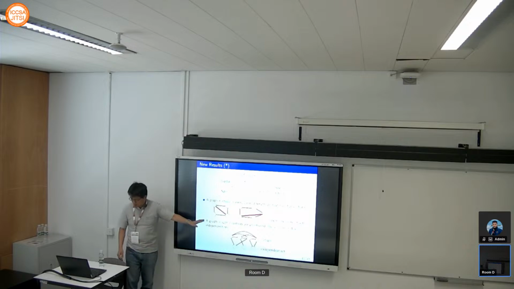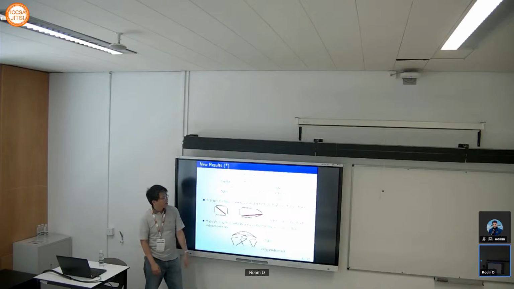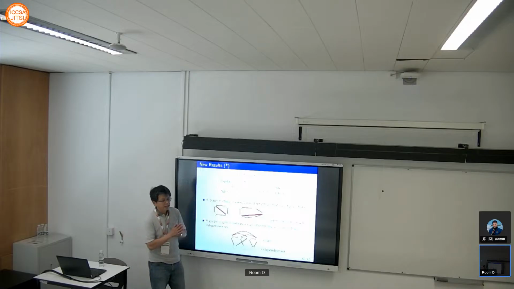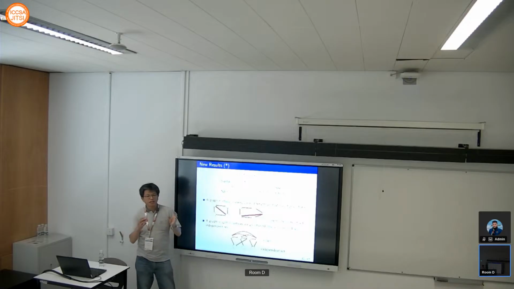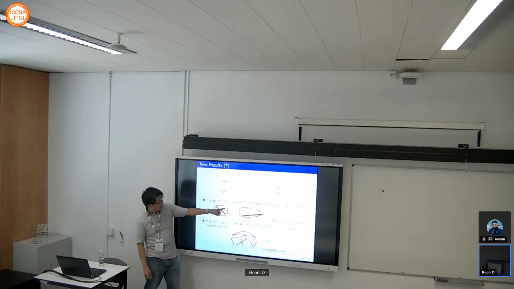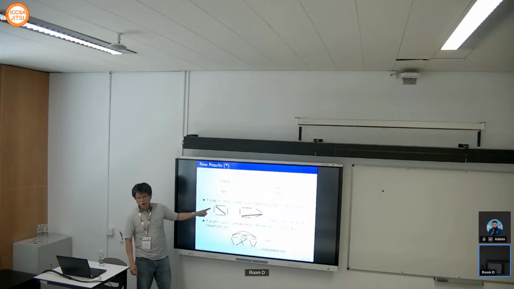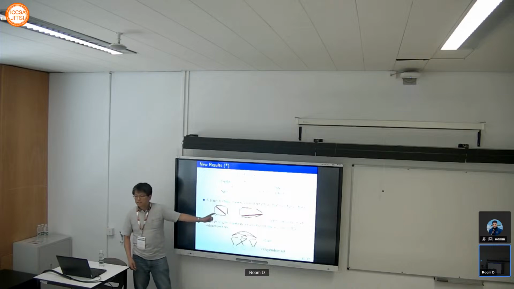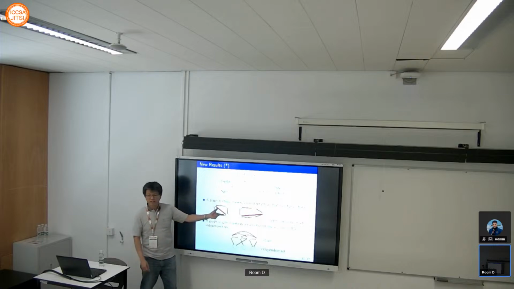Okay, let me talk about the definition of graph classes. A graph is chordal if every cycle of length at least 4 has a chord. Here, a chord is an edge connecting two non-consecutive vertices. For example, if you look at this cycle of length 4, then one chord is like this edge. This connects the two non-consecutive vertices.